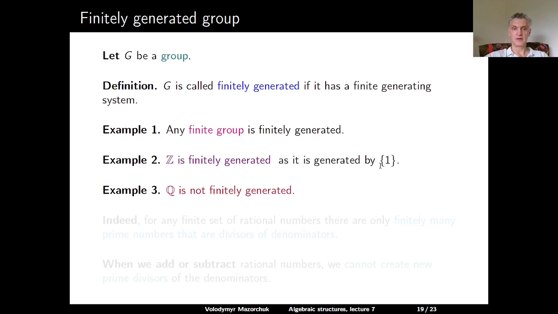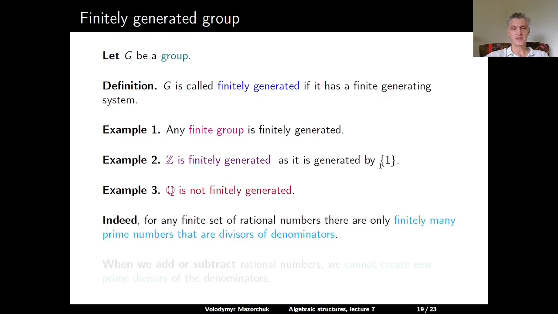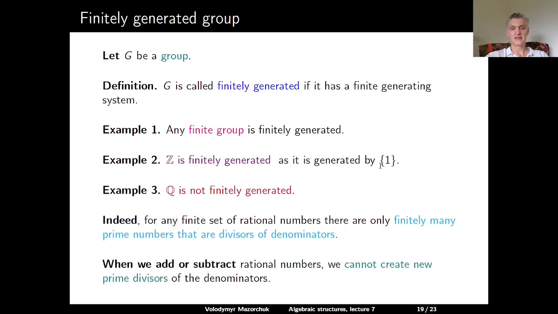A negative example: the group Q, the additive group of all rational numbers, is not finitely generated. Indeed, if we take a finite set of rational numbers, then we will only have finitely many prime divisors in the denominators of those rational numbers. And when we add and subtract rational numbers, we cannot create new prime divisors in the denominators. But for all rational numbers, we should be able to have any prime divisor, and there are infinitely many prime numbers, so this gives us our contradiction.